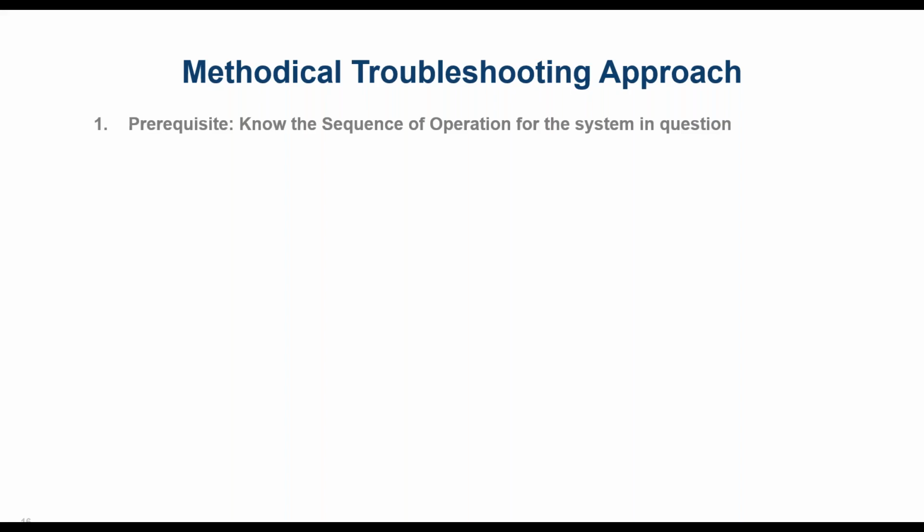So this is a 6-step approach. The first step in troubleshooting an issue would be to know the sequence of operation. All right, so say someone calls in or you get some sort of alarm on your automation system saying something's going haywire. Before you can really troubleshoot it, you're going to need to know the sequence of operation.